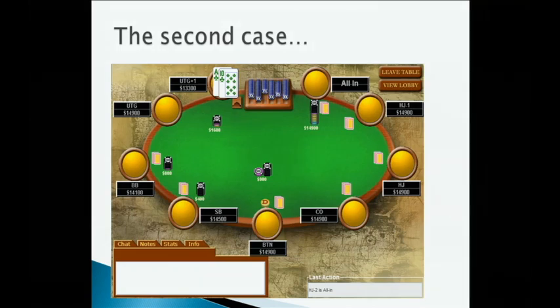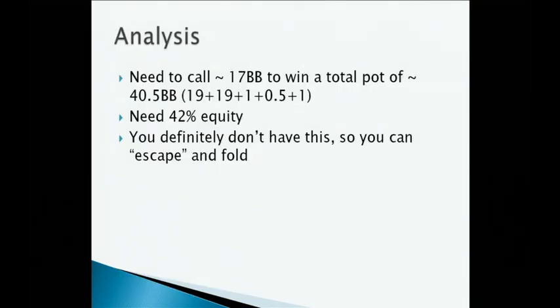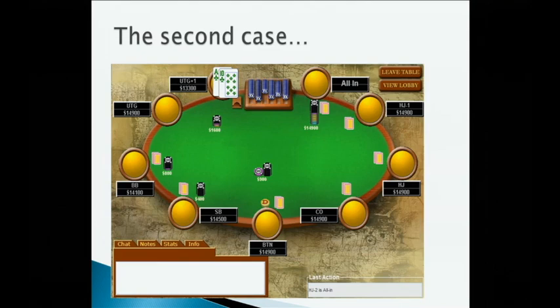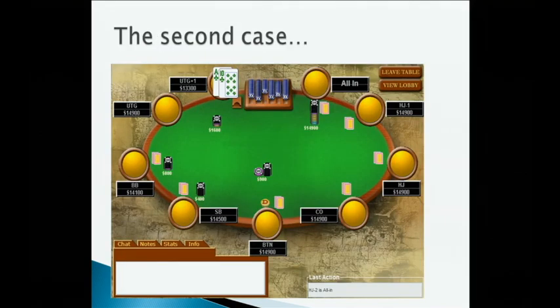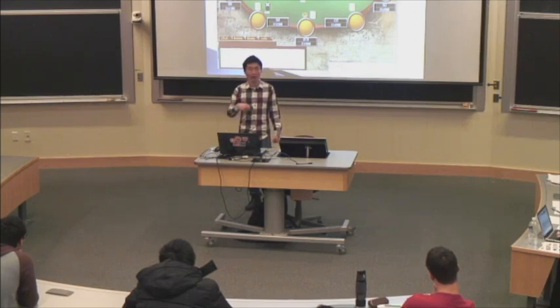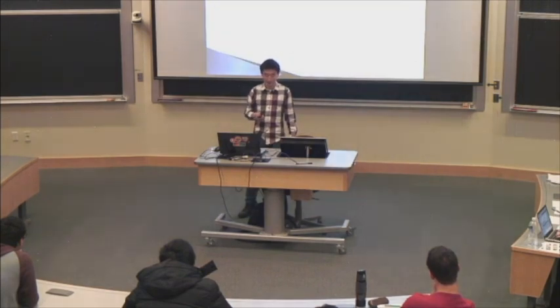So the second case, we can get out. We can fold. Okay, so let's keep this in mind. So in this case, we can definitely fold. So we can do the calculation. In this case, we need to call 17 big blinds to win a total pot of 40.5. We need 42% equity, and we almost certainly don't have this because we raised from early position. They went all in against an early position raise, so they probably have a good hand. We're almost certainly going to be a 30-70. Okay.